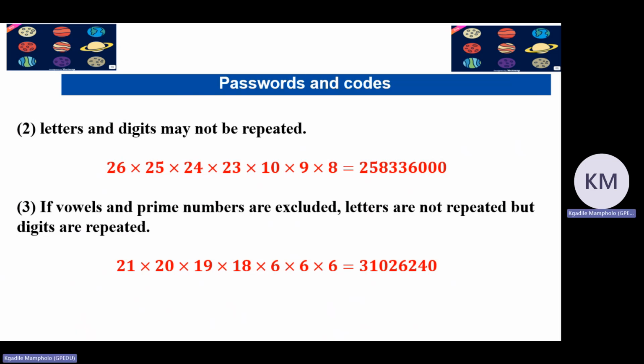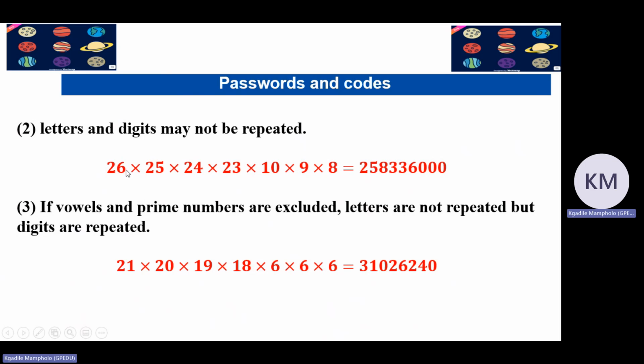And then the digits also, you choose out of 10. The next one you choose out of 9. The next one you choose out of 8, because both the digits and letters are not repeated. The next one is if vowels and prime numbers are excluded.